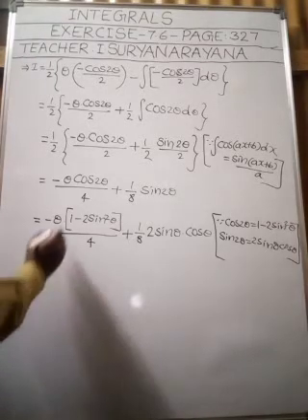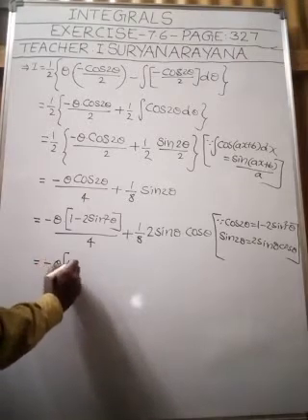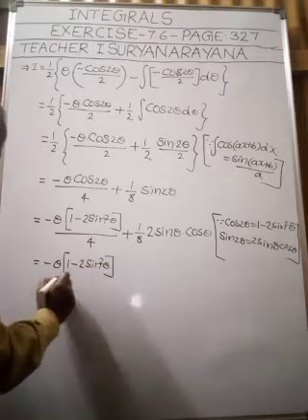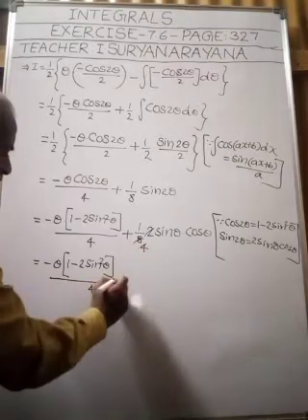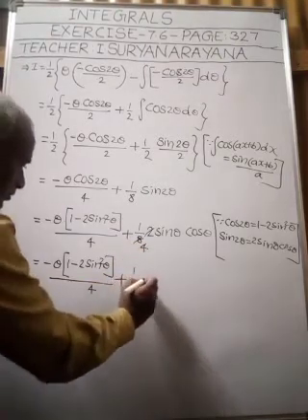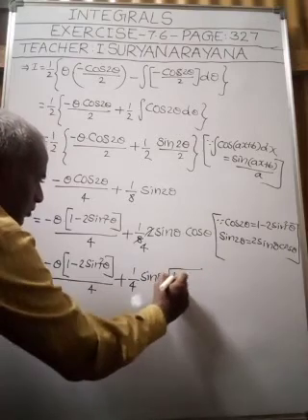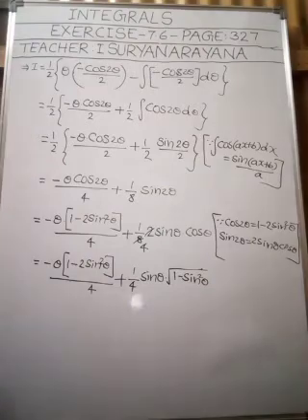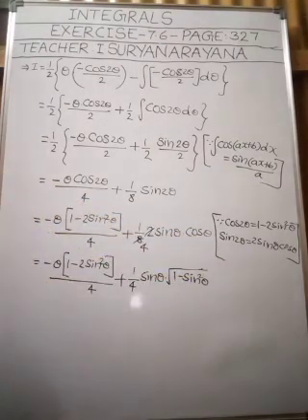This is equal to minus theta into 1 minus 2 sin square theta, whole divided by 4, that is equal to 1 by 4 sin theta into 1 minus sin square theta. Cos theta can be written as square root of 1 minus sin square theta. Okay, my children?